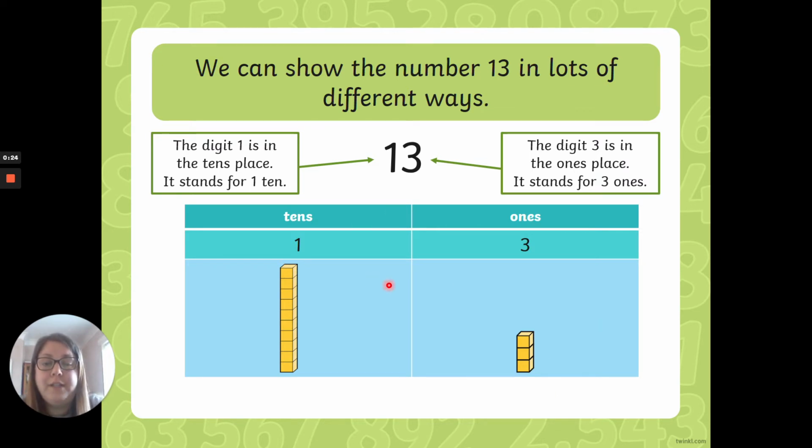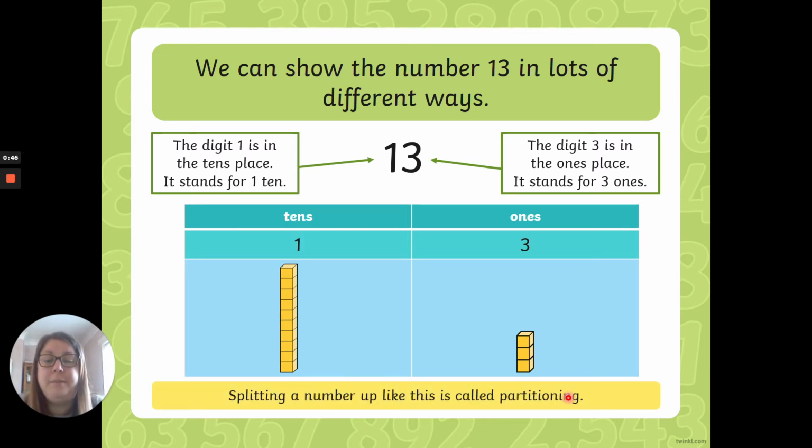So if we look at it on a tens and ones chart, we can see that we can have 1 ten and 3 ones, but we could also draw 1 ten and 3 ones, or you might have been using Lego at home or Duplo or other equipment in your house, and you may have seen in school some other children using tens and ones. So that helps you to represent that number.